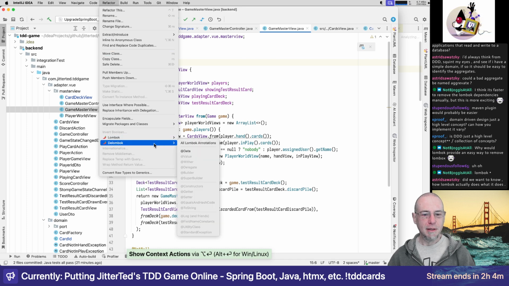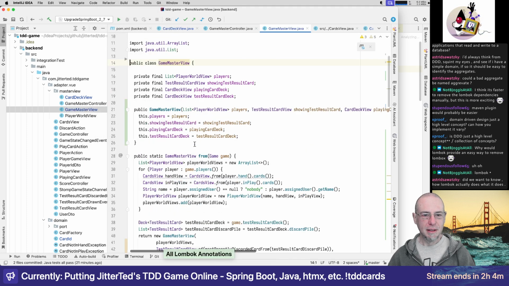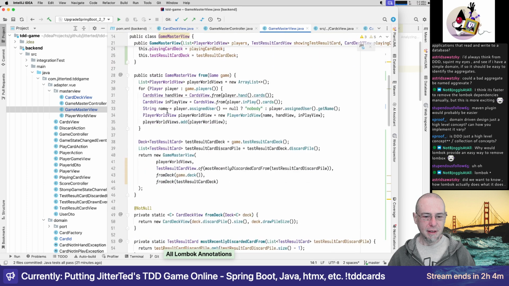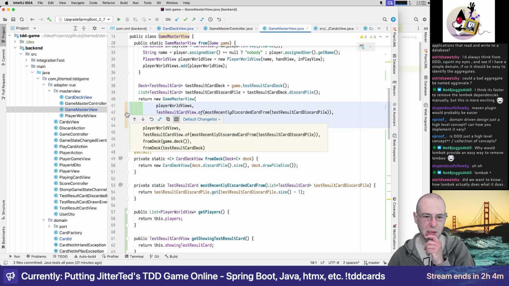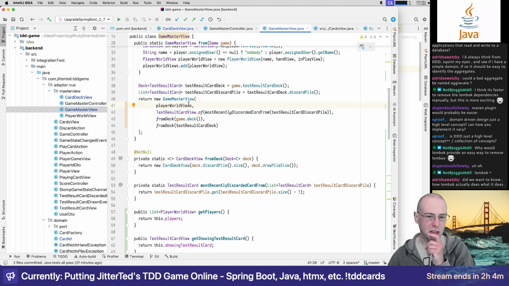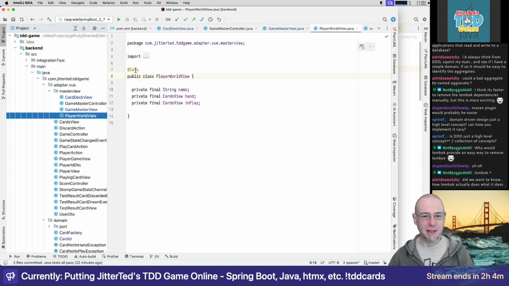Refactor, delombok. What did it change? Oh, it must have just changed indentation. One thing I noticed is this is probably one of the last projects where I was trying out using 2-space indents, and I don't do that anymore. I do 4-space. Sometimes I think about 8 spaces.